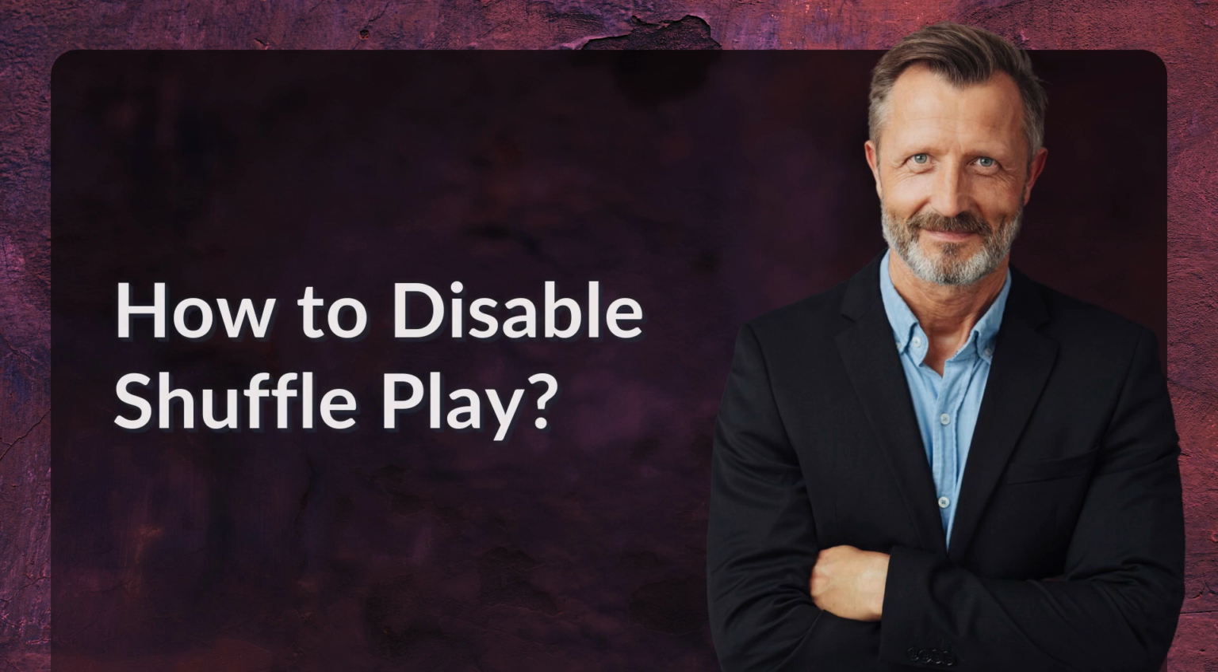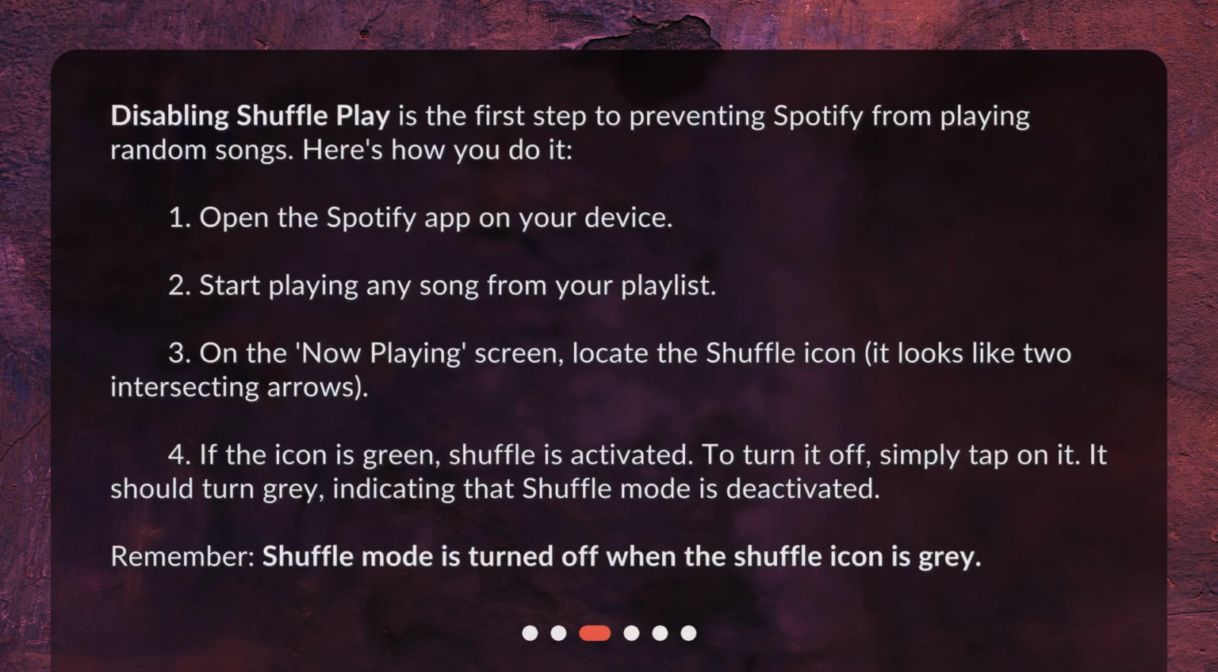How to disable shuffle play? Disabling shuffle play is the first step to preventing Spotify from playing random songs. Here's how you do it. 1. Open the Spotify app on your device. 2. Start playing any song from your playlist. 3. On the Now Playing screen, locate the shuffle icon. It looks like two intersecting arrows.